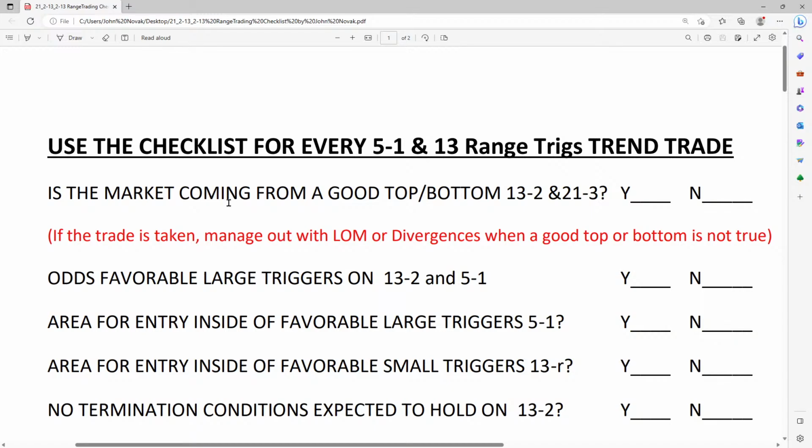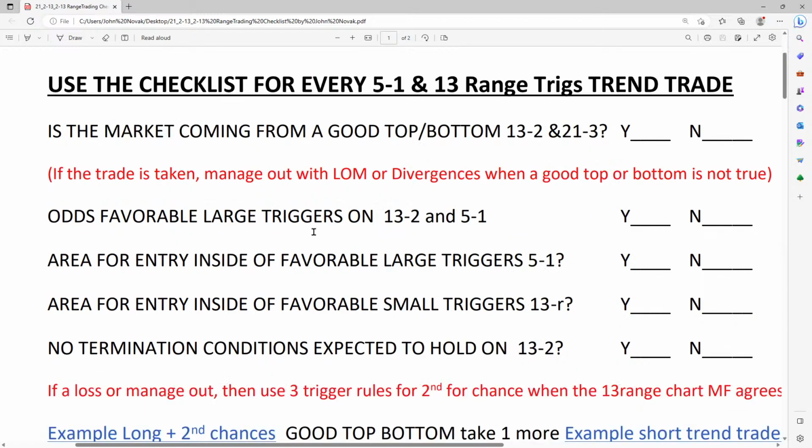This is exactly the same plan you guys have. Yes, everybody has the same thing. The only thing I added is if a trade is taken, manage out when there's a divergence or loss of momentum. That's what LOM means to me, loss of momentum, when a good top or bottom is not true.